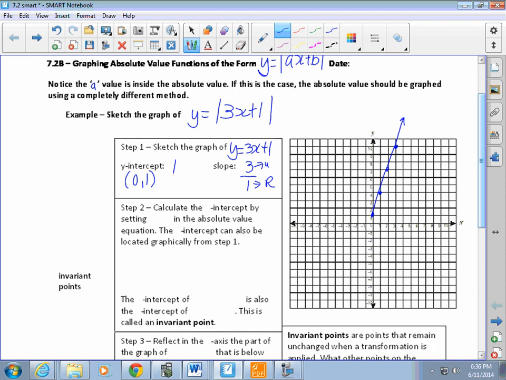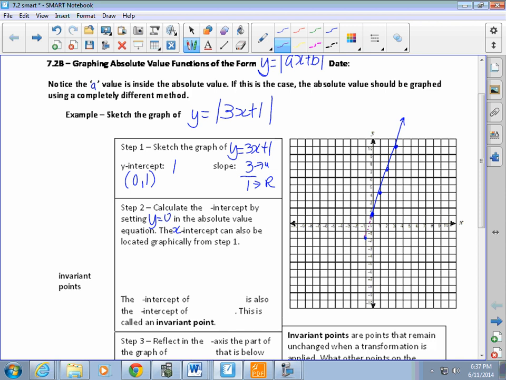Then it says calculate the x-intercept by setting y equal to 0 in the absolute value equation. The x-intercept can also be located graphically from step 1. So I could extend my line and go down 1, 2, 3, and then over 1, and from there calculate where that would go. I'm just going to erase that part because I don't want to show it quite the way I did there. I'm going to do a different color dotted line.